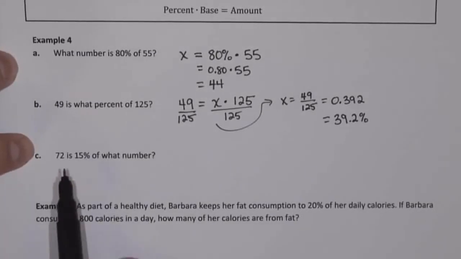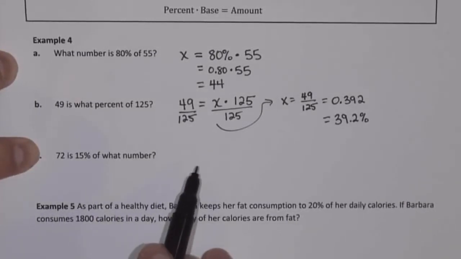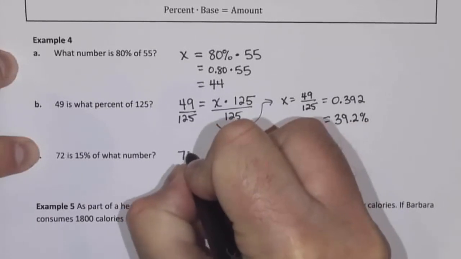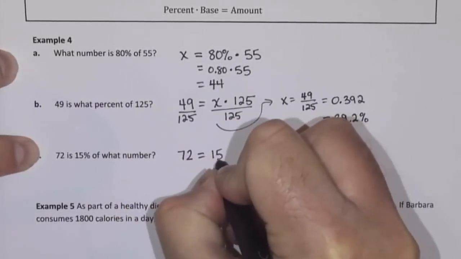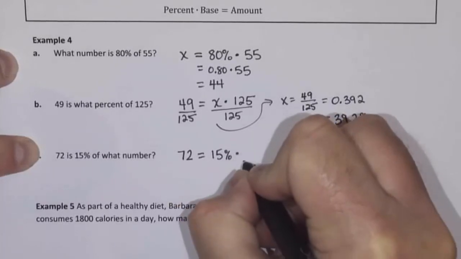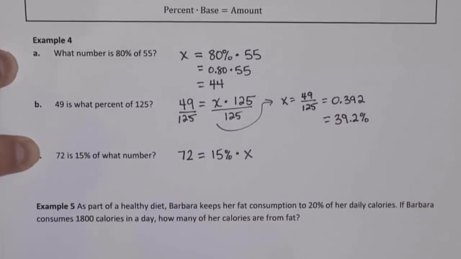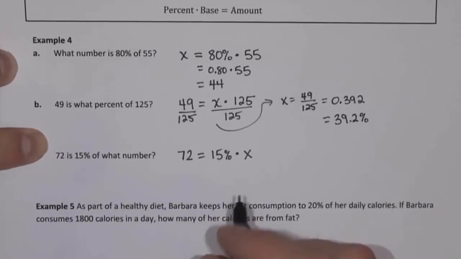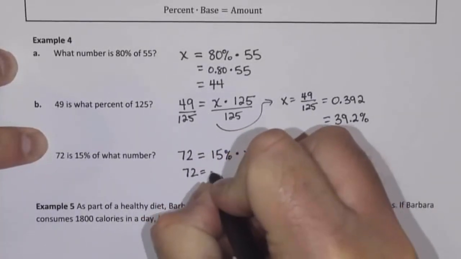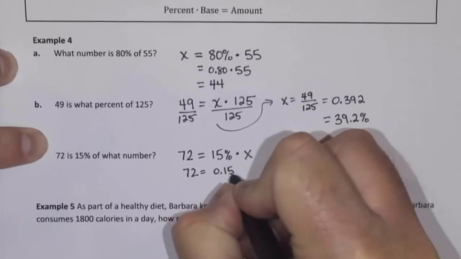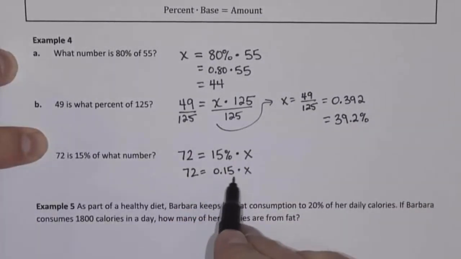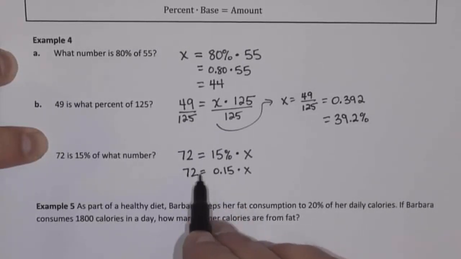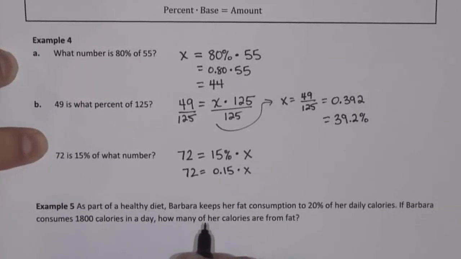Part C, 72 is 15% of what number? 72 is 15% of, which means times, what number? This time we're looking for the base number, x. I'm going to begin by writing 15% in decimal form. So 72 equals 0.15 times x. Again, just changing the 15% into decimal form. The decimal point is going to move 2 places to the left when we divide by 100%.